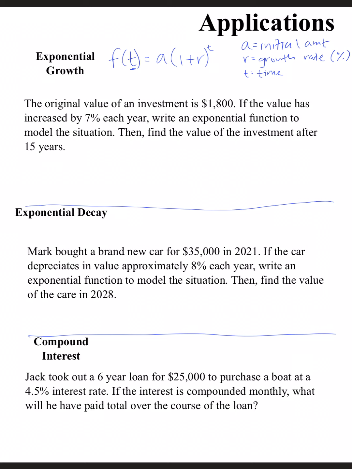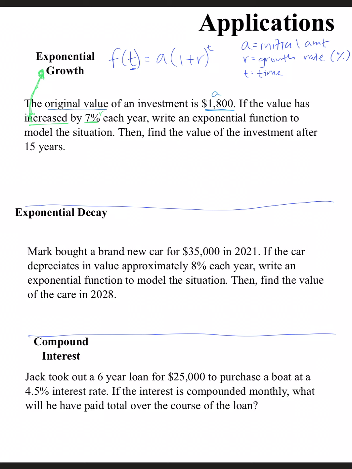So let's look at this example. We've got the original value of an investment is $1,800. Original value signifies a, that's my initial amount. If the value has increased by 7% each year, so increased, this tells me growth. So I know it's a growth problem. And by 7%, so this is my r, my rate. Write an exponential function to model the situation. So first we want to write the function, and then we'll find it at some t, some time.